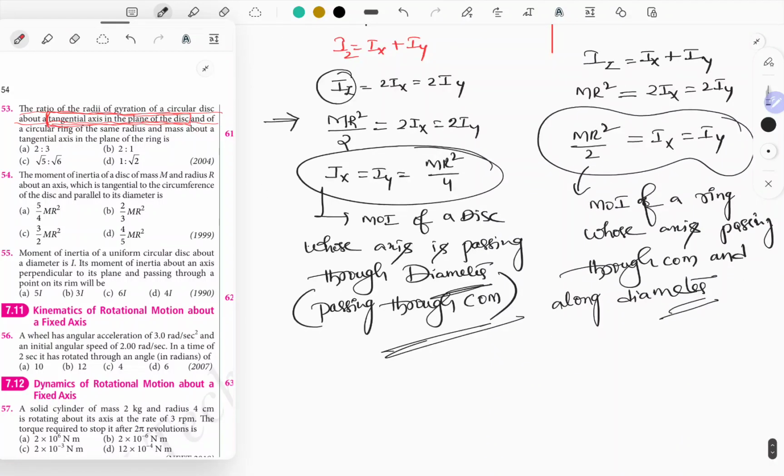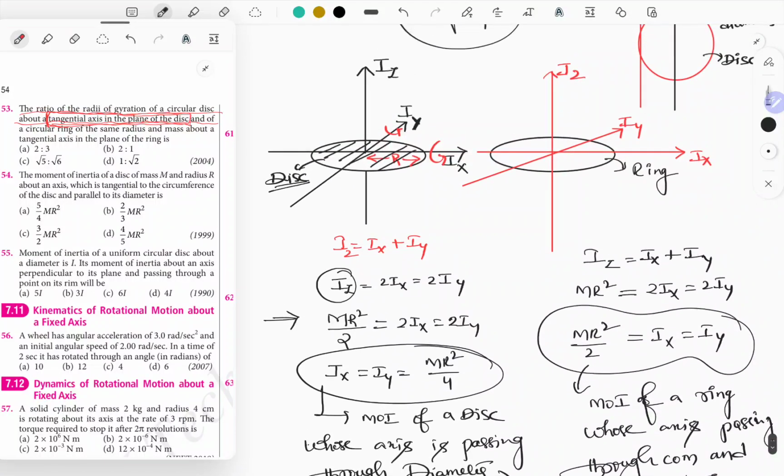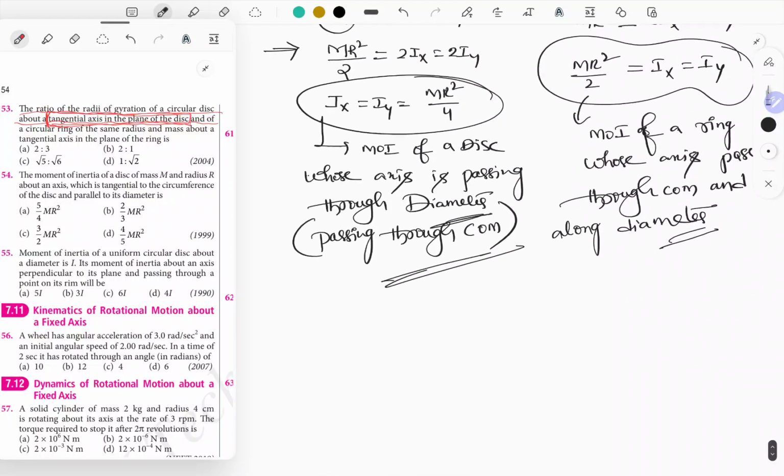Remember this. And one more thing, these axes are on the plane of the body. Ix, Iy are the axes which are on the plane of the body. So, plane of the body. This is the point we have to remember.